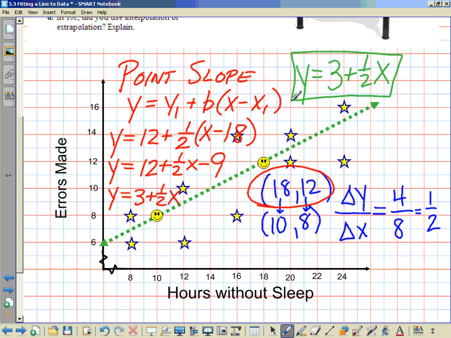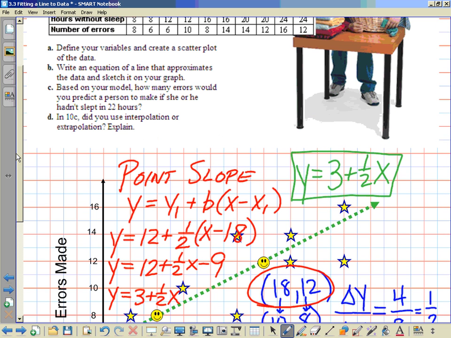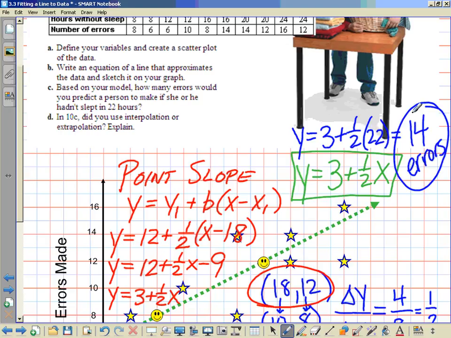Line of best fit. Let's take a look at what we have up here. It says write an equation of the line. That's part B. We just did that. Y equals 3 plus 1/2 x. Based on your model, how many errors would you predict a person to make if she or he hadn't slept in 22 hours? If we plug 22 in for x, that's a pretty easy calculation. Y equals 3 plus half of 22. Half of 22 is 11. 11 plus 3 is 14 mistakes. 14 errors would be made by a person with 22 hours without sleep.